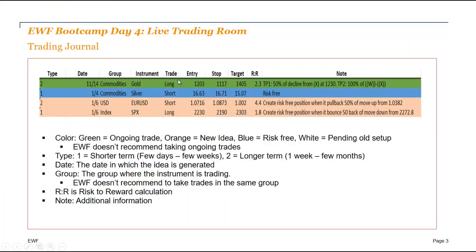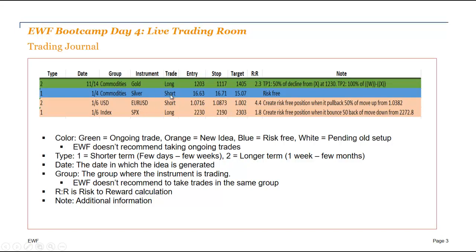Okay, so this is the trading journal, an example like we saw earlier. As you see here, there is a color code, with different colors. Green represents an ongoing trade, meaning we are already in this trade right now, it's already filled. The orange color means this is a brand new trading idea on that day, so it's not yet filled, we just present it as a new trading idea.